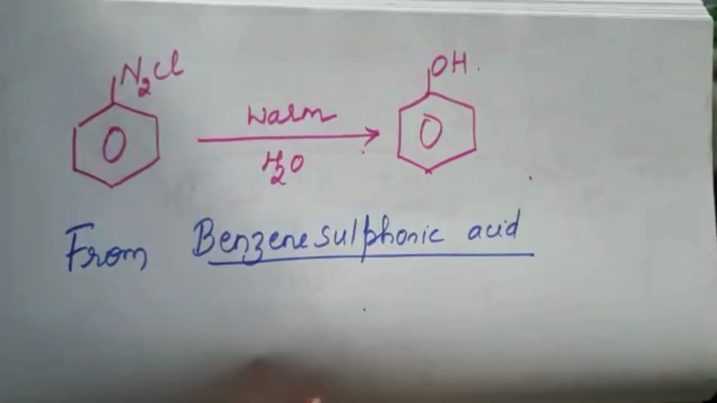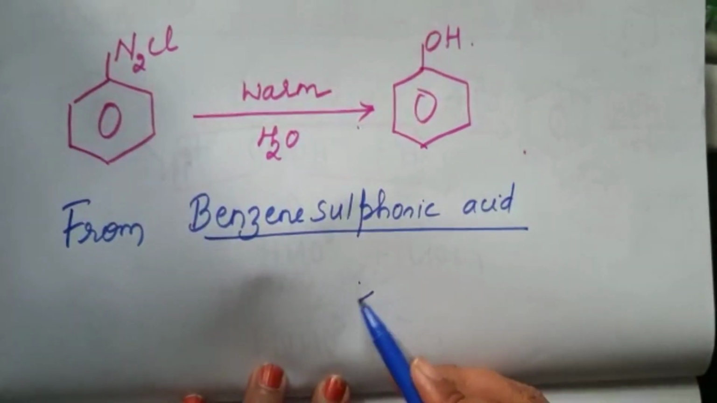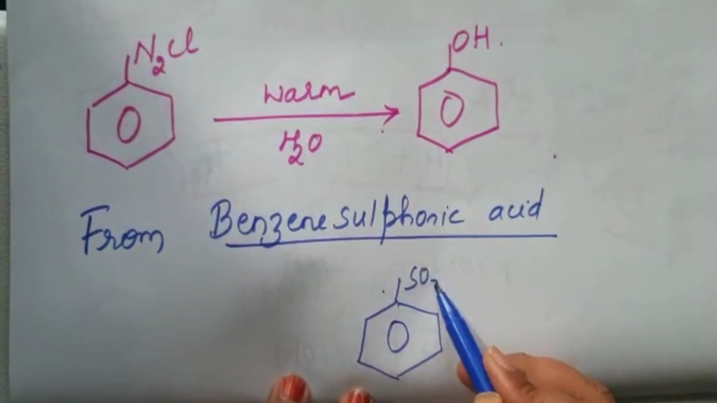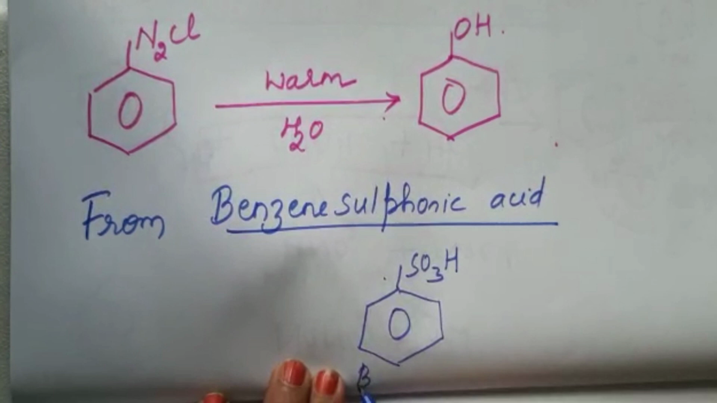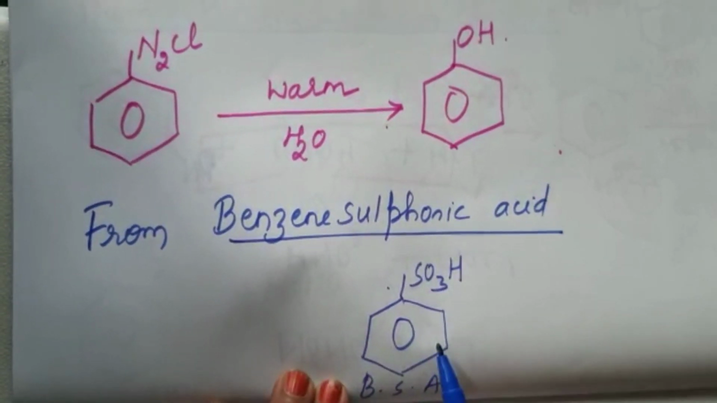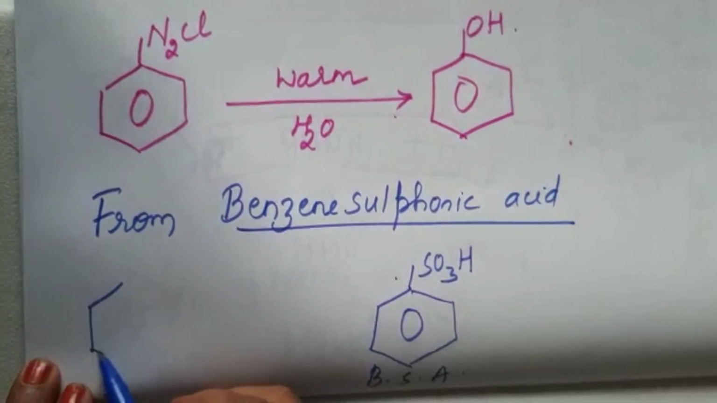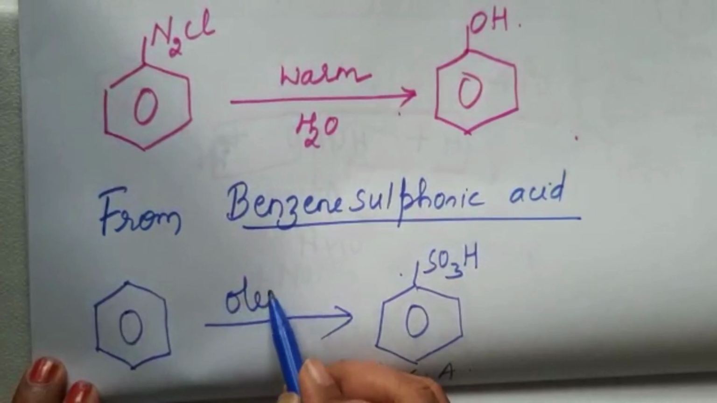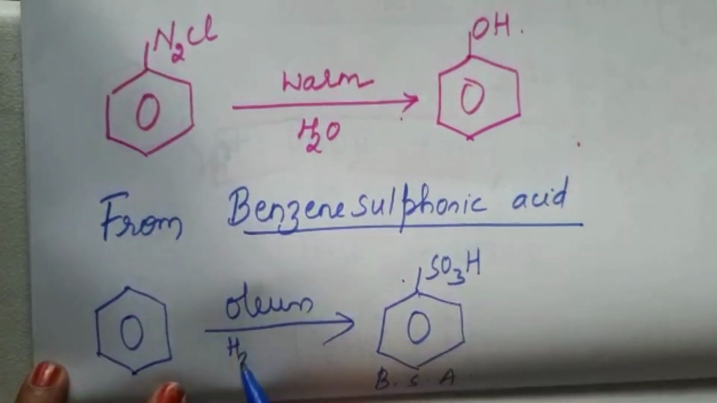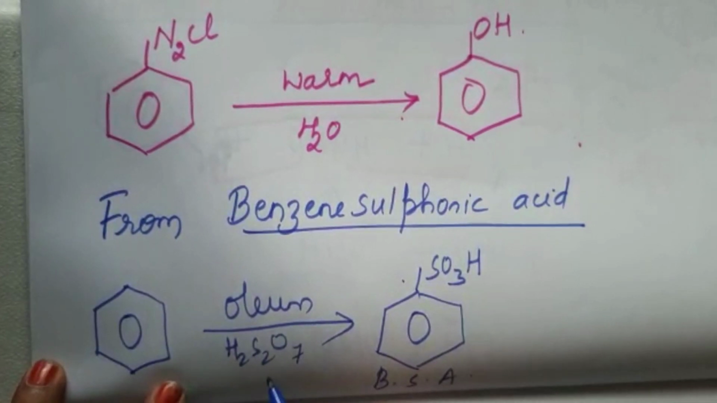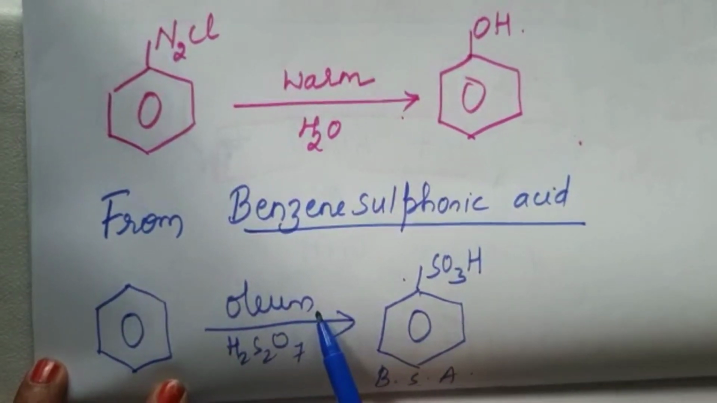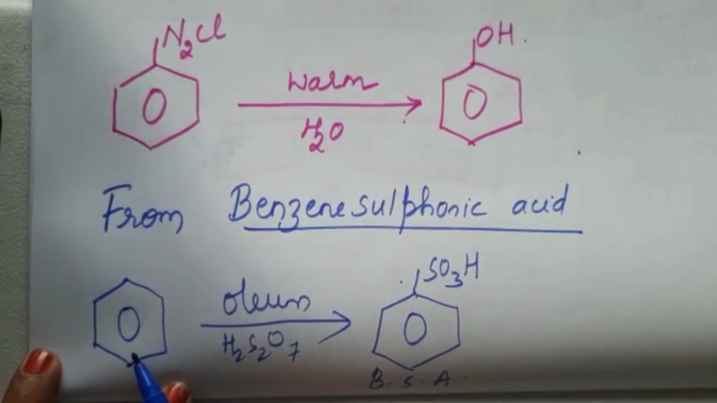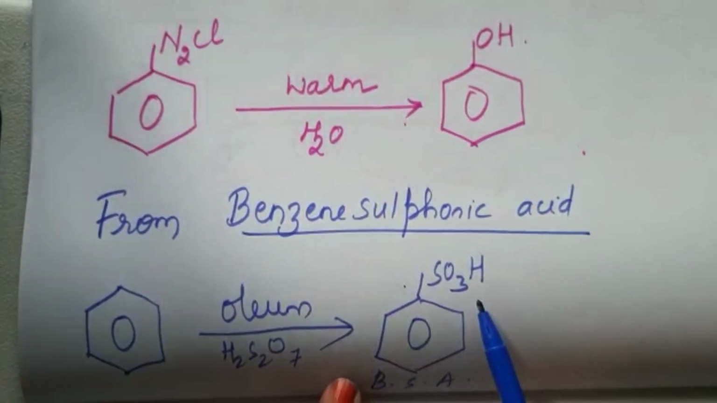From benzene sulfonic acid. What is benzene sulfonic acid? To benzene, an SO3H group is attached. This is called benzene sulfonic acid. How do I get benzene sulfonic acid? By sulfonation of benzene using oleum. What is the formula of oleum? H2S2O7, highly concentrated sulfuric acid, which is called oleum. Oleum sulfonates benzene to give you benzene sulfonic acid.